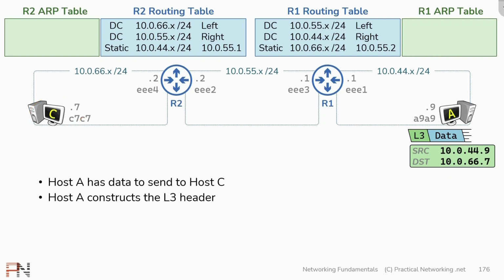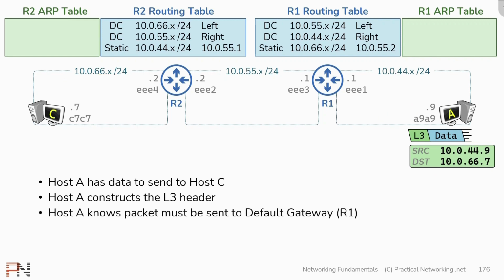Now we discussed some reasons of why host A might already know the IP address it's trying to speak to. We reviewed that back in lesson 3. Feel free to check that out if you want a refresher. Either way, host A can look at the destination IP address and compare that to its own IP address to determine that what it's trying to speak to is on a foreign network, which means this packet must be sent to host A's default gateway, which in this case is R1.